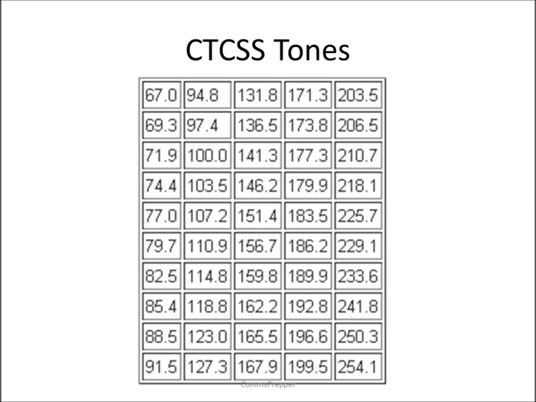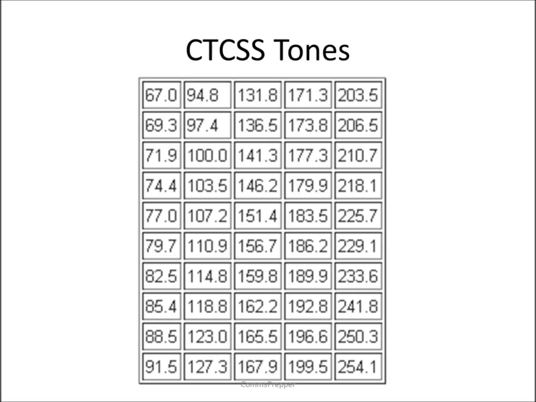Here are the tones we're familiar with that we'll see in the back of our radio manuals. Typically, they start at 67 Hertz or 67 cycles per second and go as high as 254 Hertz or 254 cycles per second. And these are referred to as subaudible tones, or tones that can't be heard with the human ear. You'll notice the first tone is only 7 Hertz above the frequency of the power out of your wall outlet, which is 60 cycles a second.